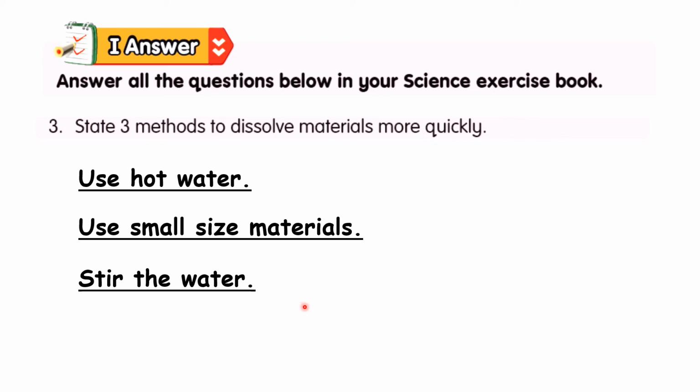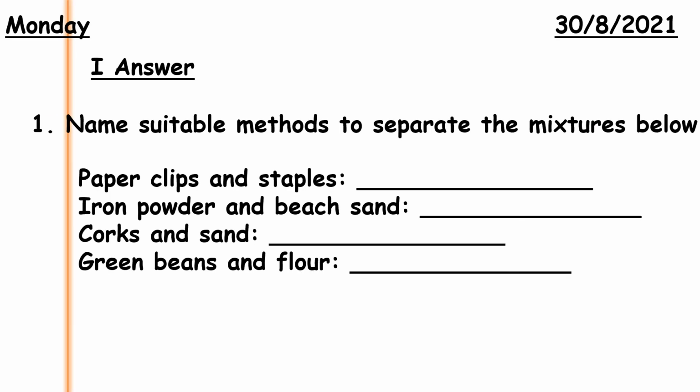Okay, so I want you to do this in your exercise book. Maybe you can just do like this in your exercise book. Write the day, the date, and also the title. And copy the questions. Okay, salin soalan. Okay, buat simple je. You just list down paper clips and staple, and then you write your answer on this line. Okay, tulis jawapan dan gariskan. Iron powder and beach sand, cork and sand, green bean and flour. So you write your answer here and underline your answers.